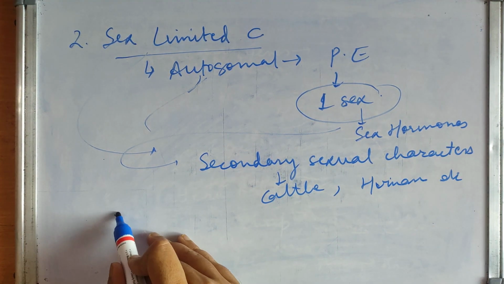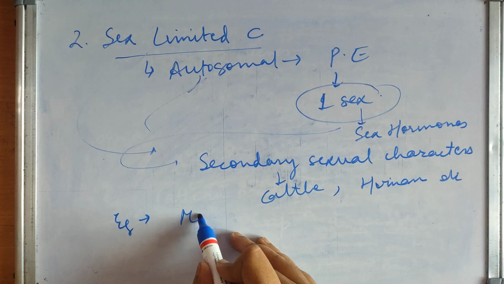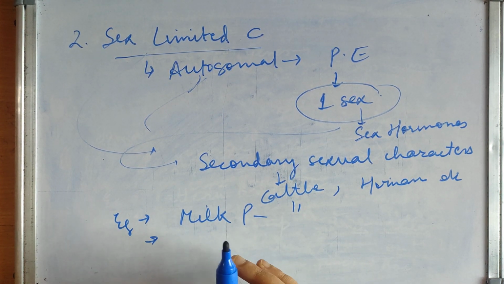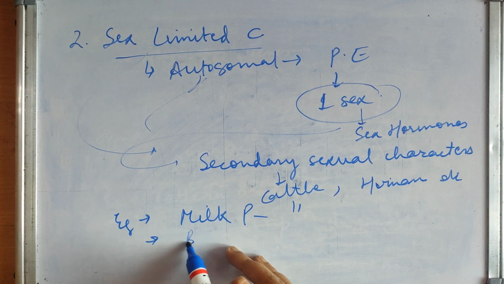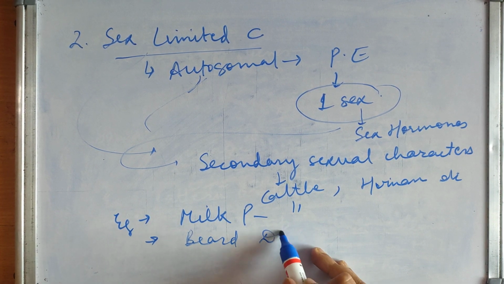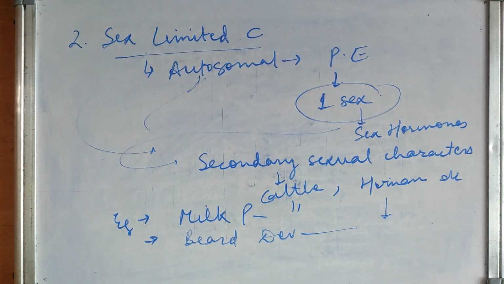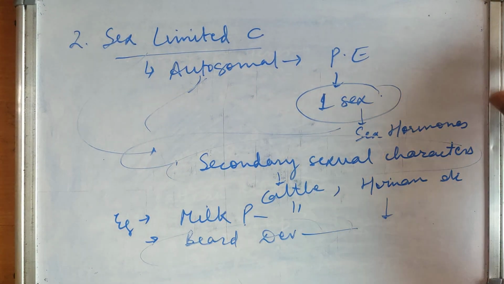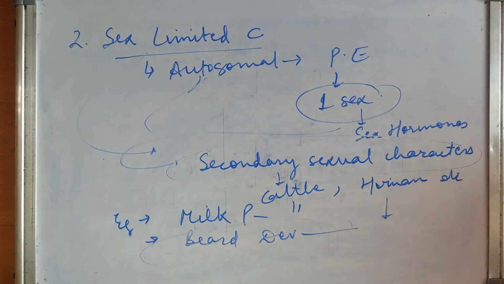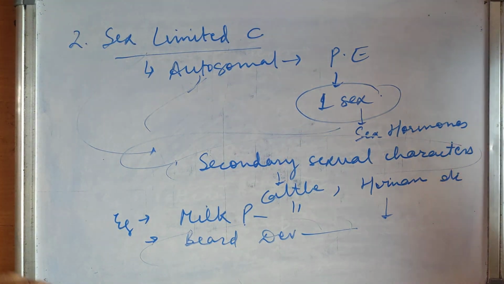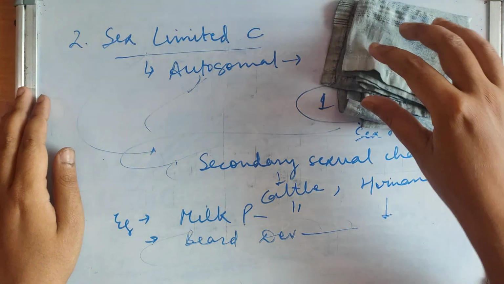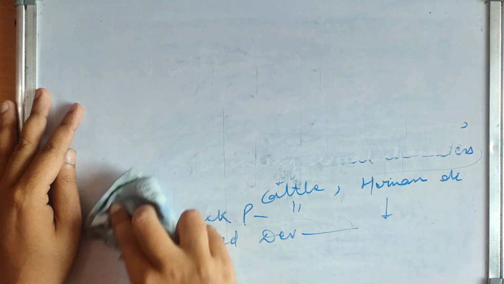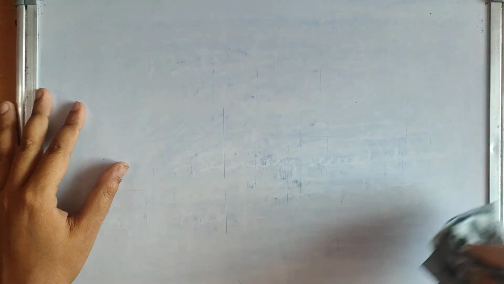For example, you can see milk production in cattle, beard development in human beings. So these are sex limited. They are limited to one sex only, and here we can see the development of secondary sexual characters. Now moving on to the next topic of this session, that is sex linked characters.